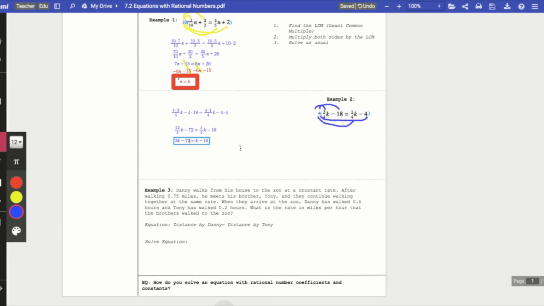All right, so now I have letters, numbers. I need to get them isolated. So I'm going to add 72 to both sides, because remember, I don't want numbers on the left. And then I'm going to subtract k from both sides, because I only want letters on the right, variables on the right.